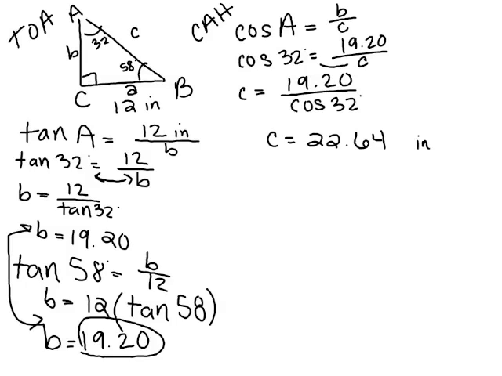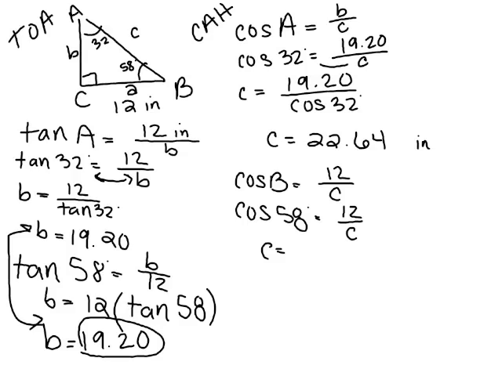Okay, so then let's try the other way too. Cosine for angle B. So cosine is adjacent over hypotenuse. So adjacent to the angle B is the side a, 12 over the hypotenuse. So our angle B is 58 degrees. So cosine for 58 equals 12 over c. c equals 12 over the cosine of 58 degrees. 12 divided by 58 cosine equals 22.64.